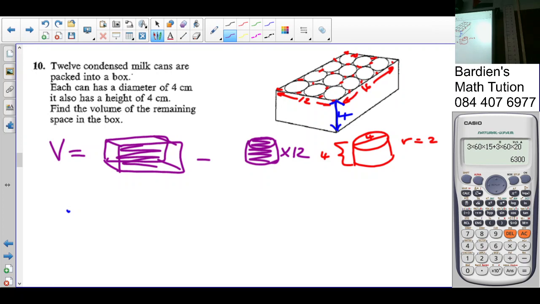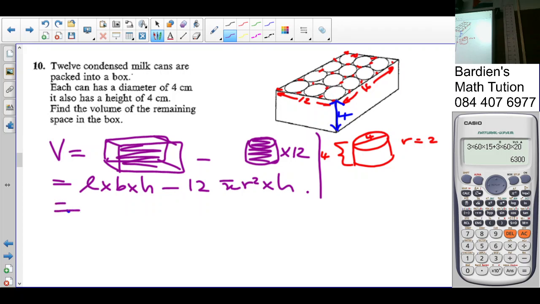So how do you calculate the volume of a box? Length times breadth times height, minus 12. How do you calculate the volume of a cylinder? Area of base times height, which is pi r squared times the height of the can. In this case, the height of the can and the height of the box is the same. Are you all okay with that?